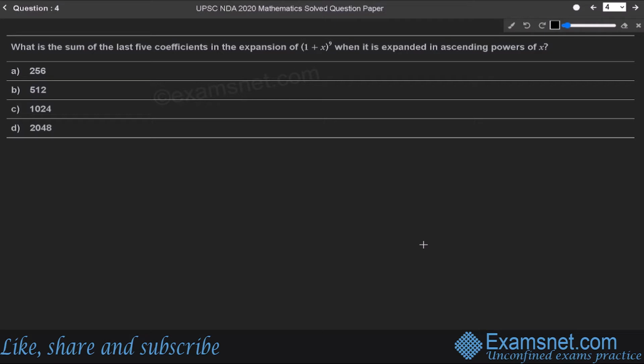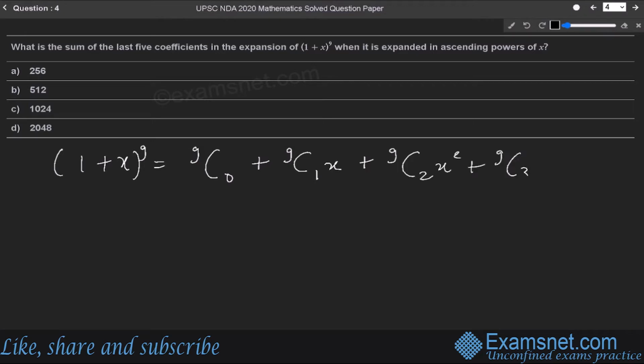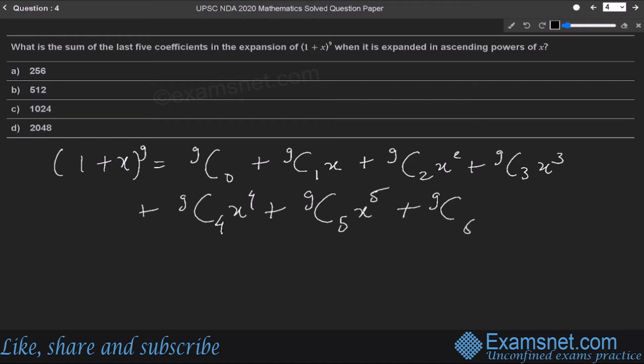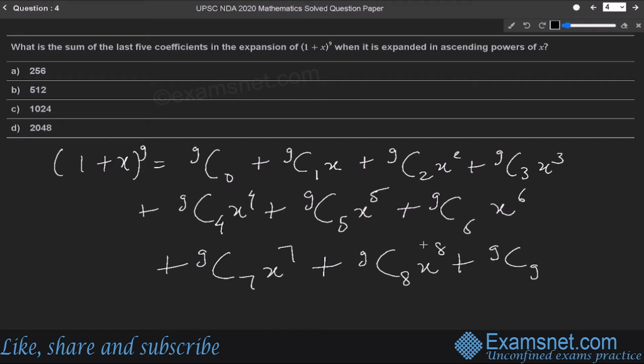Now, the expansion of (1 plus x) to the power 9 will be equal to 9C0 plus 9C1 x plus 9C2 x square plus 9C3 x cube plus 9C4 x to the power 4 plus 9C5 x to the power 5 plus 9C6 x to the power 6 plus 9C7 x to the power 7 plus 9C8 x to the power 8 plus 9C9 x to the power 9. This is the expansion of this term.